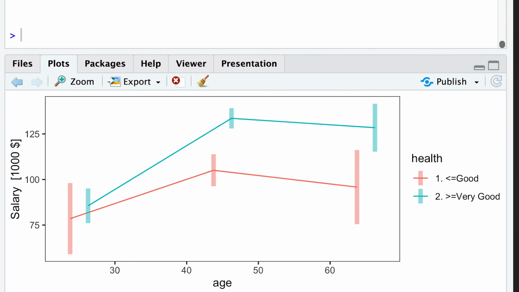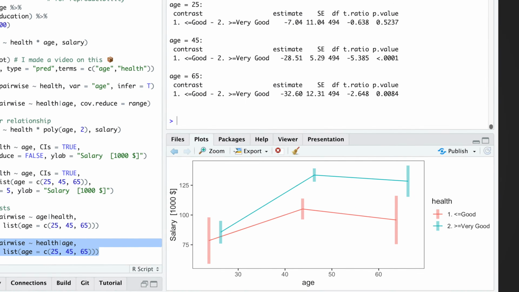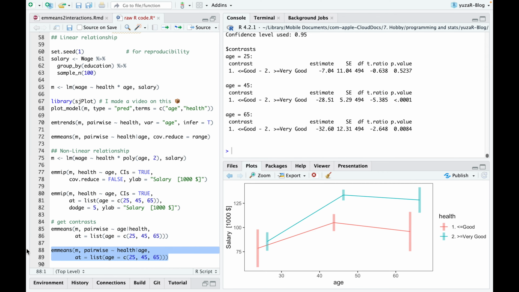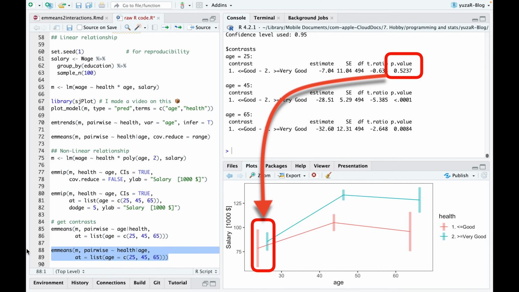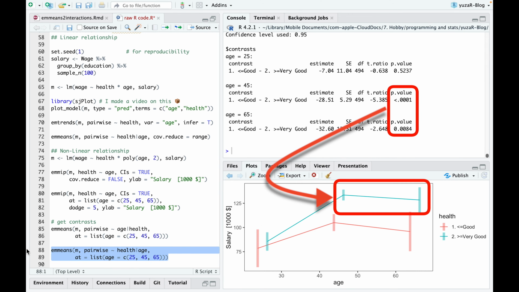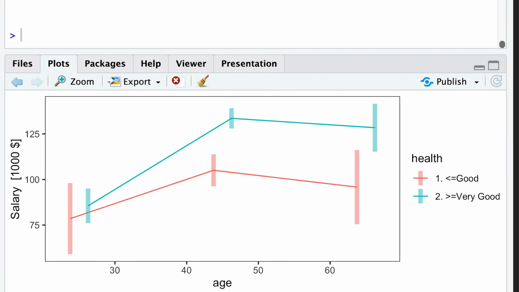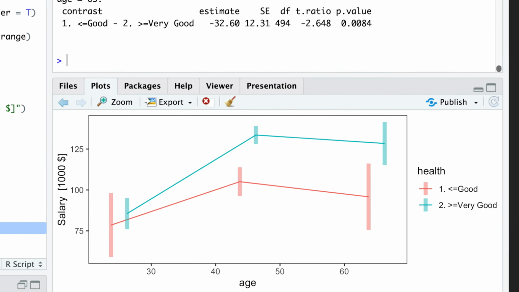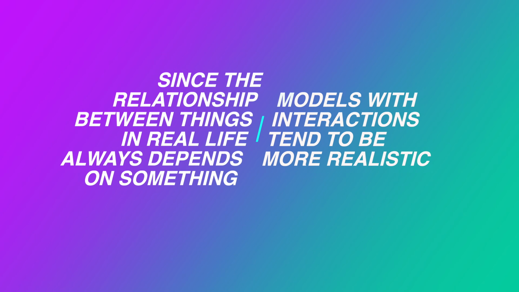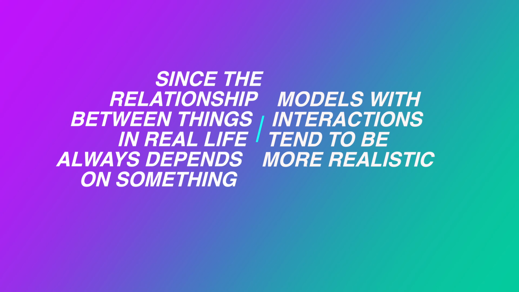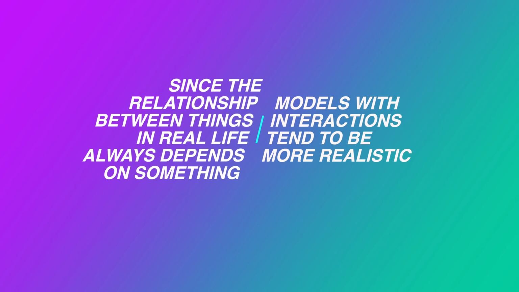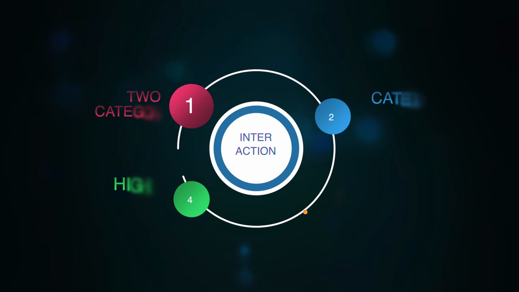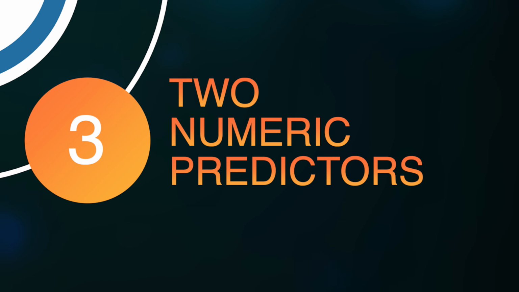Therefore, if somebody asks you who earns more, very healthy or less healthy people, you would have to respond that it depends on their age. Namely, young people earn the same regardless of their health, while older individuals with very good health definitely earn more. You can't answer the question about salaries in different health levels without knowing the age, because it depends on age. So, since the relationships between things in real life always depend on something, models with interactions tend to be more realistic. Then how does an interaction between 2 numeric predictors work?